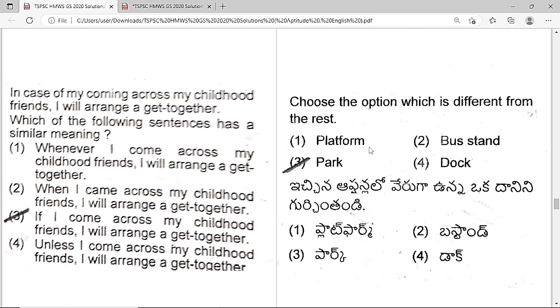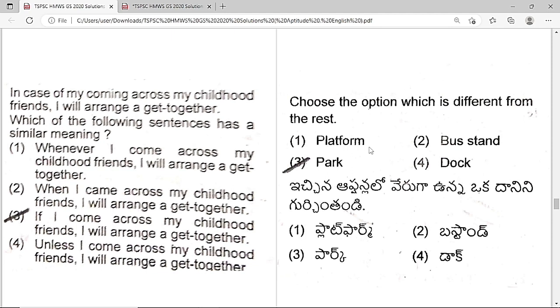So now we are going to solve another question. See the question here: choose the option which is different from the rest. In this question they are asking us to figure out which option is different from the others.